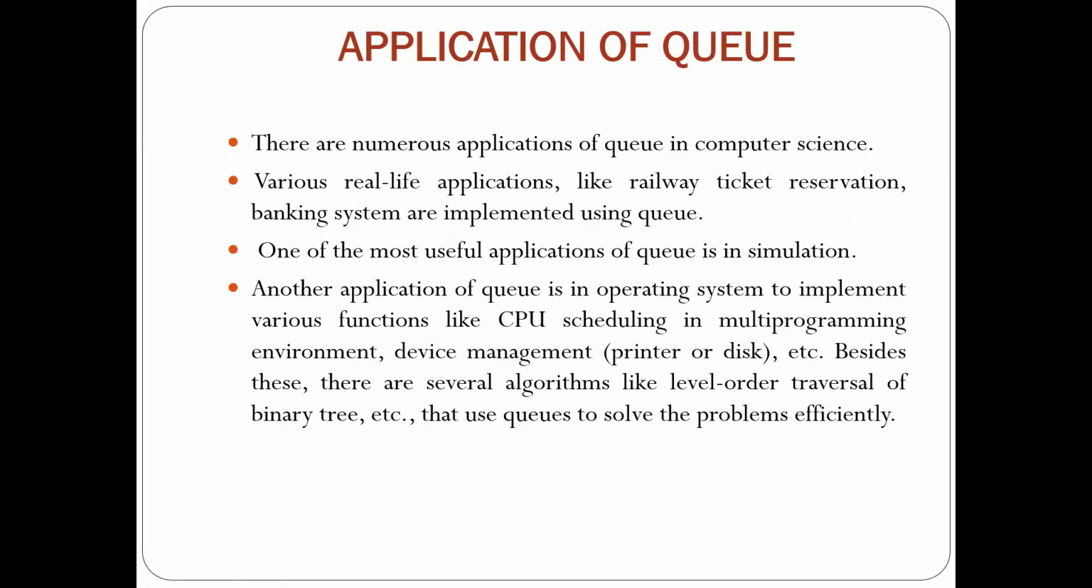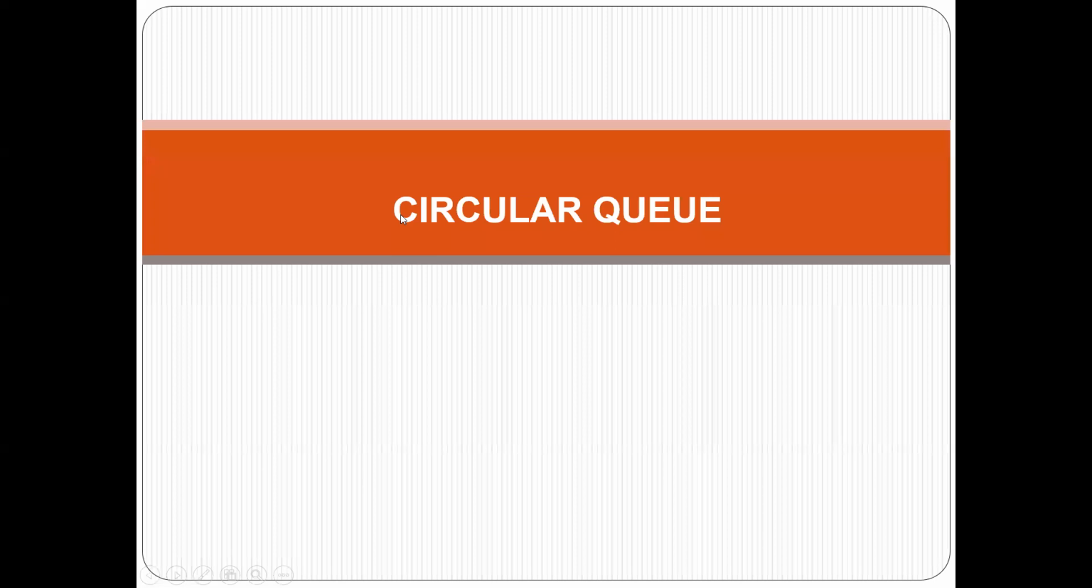So applications of the queue are nothing but what? CPU scheduling is the main application, or we can say whatever the real life examples are there, like railway ticket reservation, banking system. These are some applications.